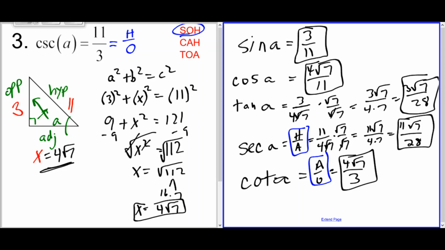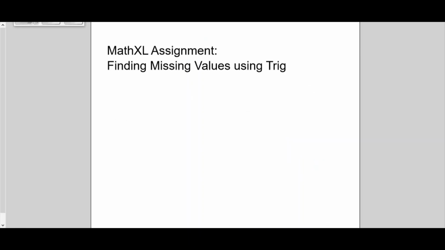I now have my completed triangle, so I can find the other 5 trig values. So you can see those on your screen to the right there. I use SOHCAHTOA to help me identify all of these. Remember, secant's the reciprocal of cosine, and cotangent's the reciprocal of tangent. So you should be able to complete the Math Excel assignment called Finding Missing Values Using Trig.